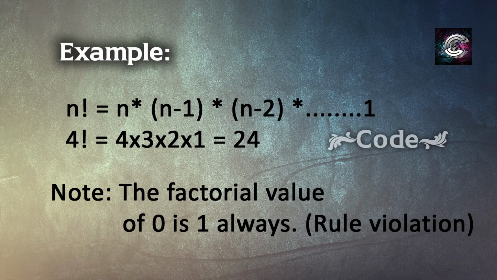Factorial is a non-negative integer. It is the product of all positive integers less than or equal to the number you ask for factorial. It is denoted by an exclamation sign.